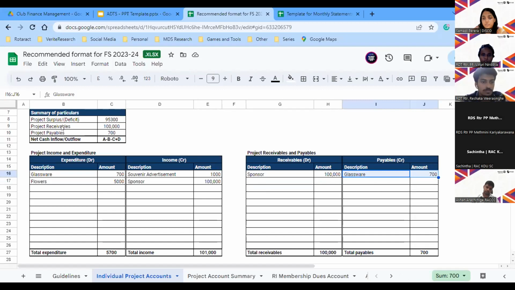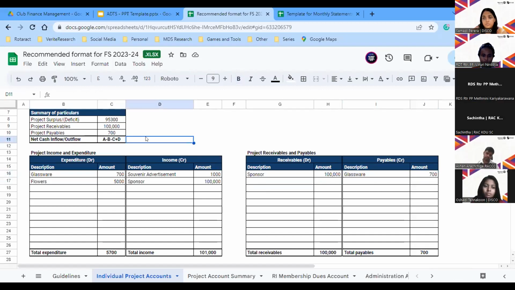This is asking about the net cash inflow and outflow, meaning how much cash do you actually have and how much cash has actually left. To calculate this, you have your net surplus and deficit. Now that 95,300 actually includes the sponsorship that you never got yet as well, right? So far that money hasn't come to you.